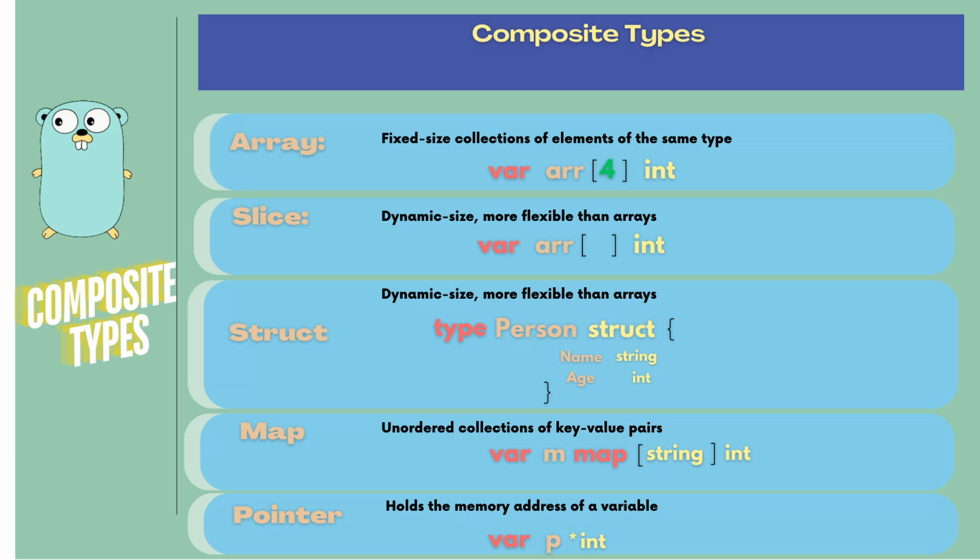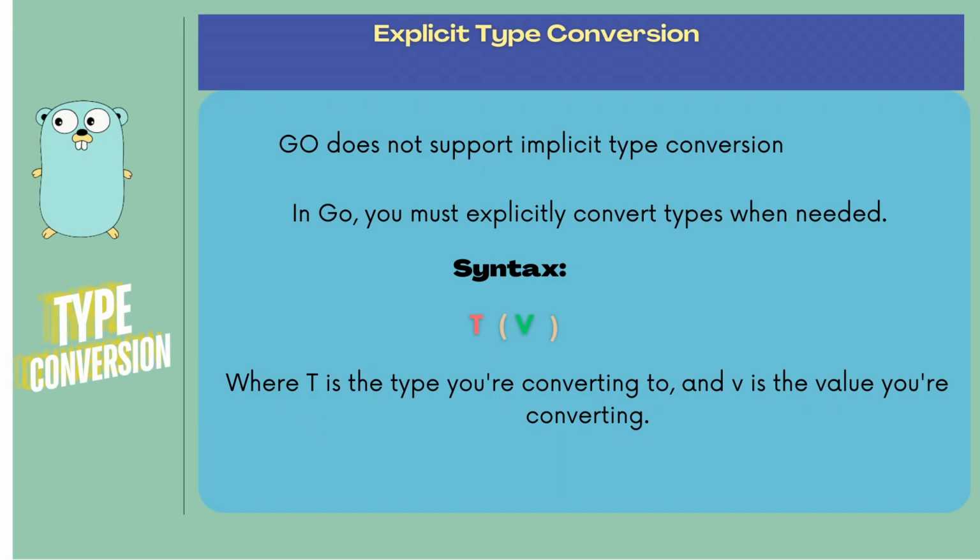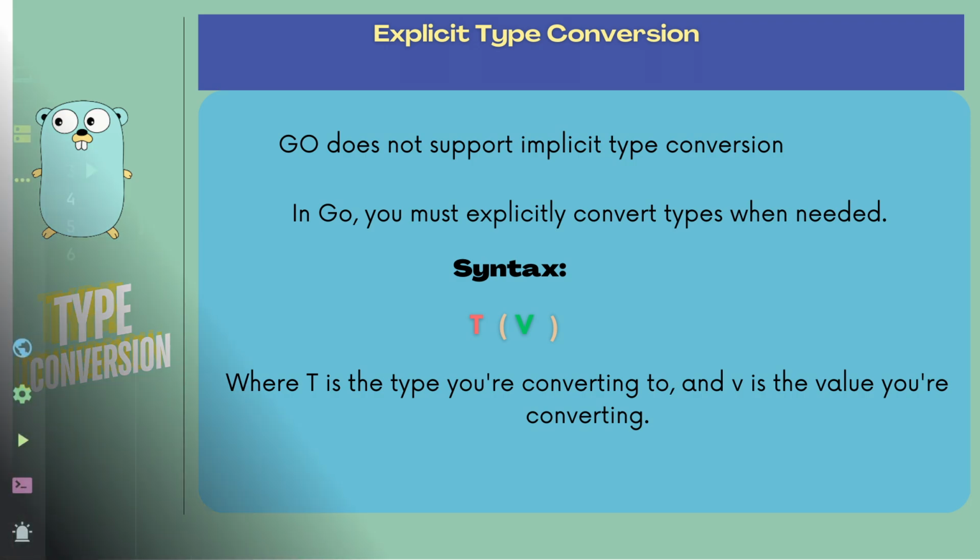Next topic we are going to cover is type conversion. Go does not support implicit type conversion. In Go, you must explicitly convert types when needed. So here is the basic syntax of this. T is the type you want the value to be converted to. Let's go ahead and look into the type conversion part.